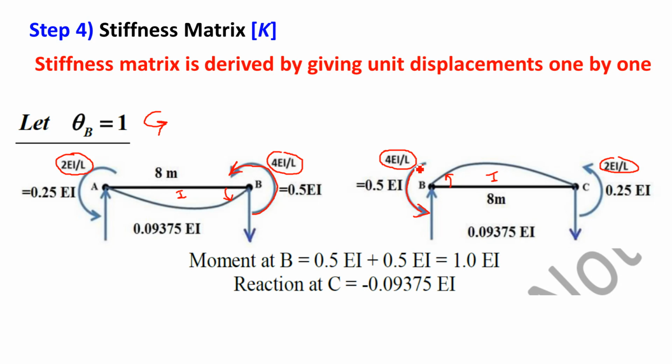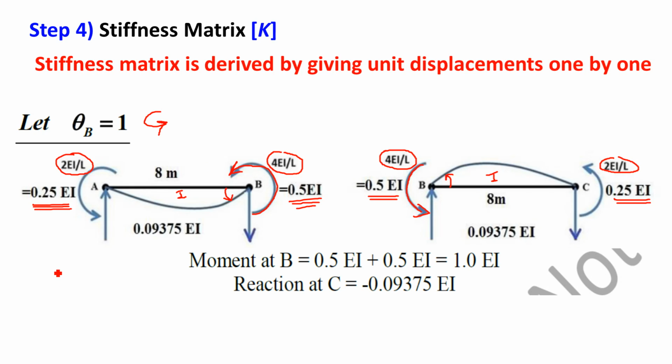Simply show the moment. So 4EI by L: what is the span of this AB member? It is 8 meter. So 4 upon 8 is 0.5 EI, and half of that at the other end is 0.25 EI, that is 2 by L, 2 by 8. Similarly, in the second member, span is again 8 meter. So 4EI by L is 0.5 again, half of that at the other end is 0.25 EI. So like this you can find out the moments.